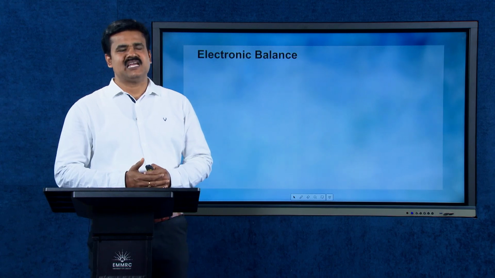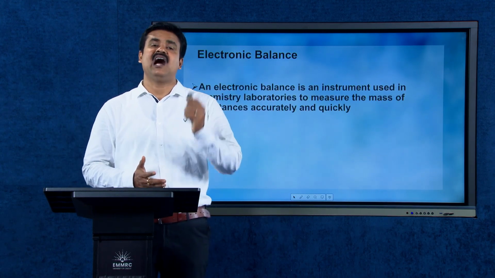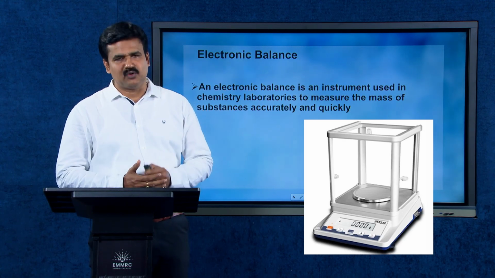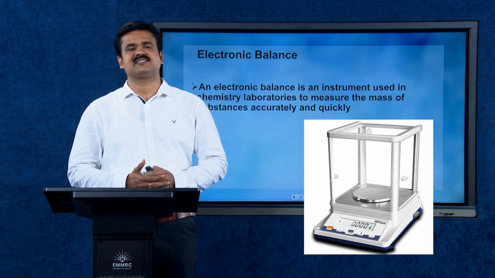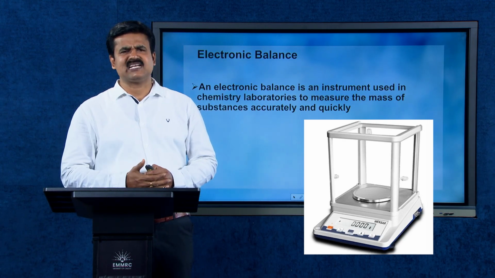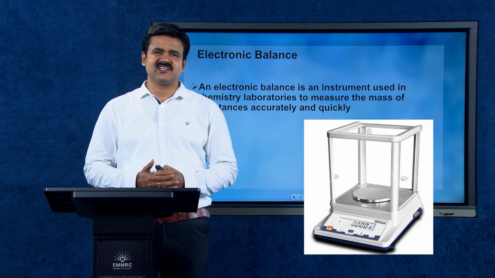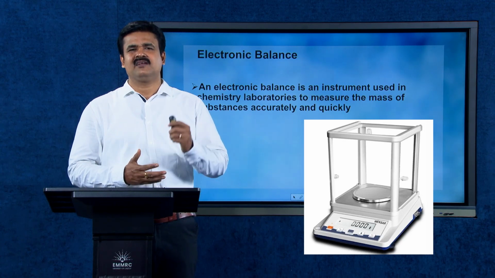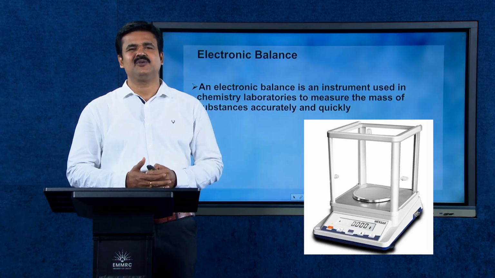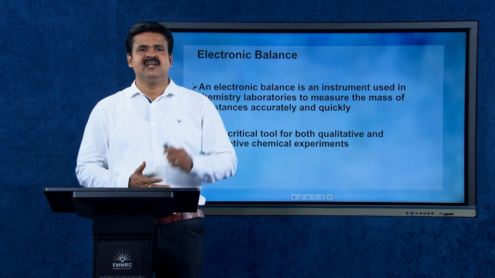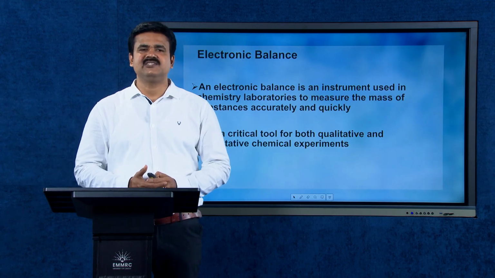We can now discuss the electronic balance. An electronic balance is an instrument used in chemistry laboratories to measure the mass of substances accurately and quickly. Measuring in a common balance may take several minutes. However, measuring using electronic balances is very easy. It is a very fast process. You can very easily weigh materials using an electronic balance. It is a critical tool for both qualitative and quantitative chemical experiments.